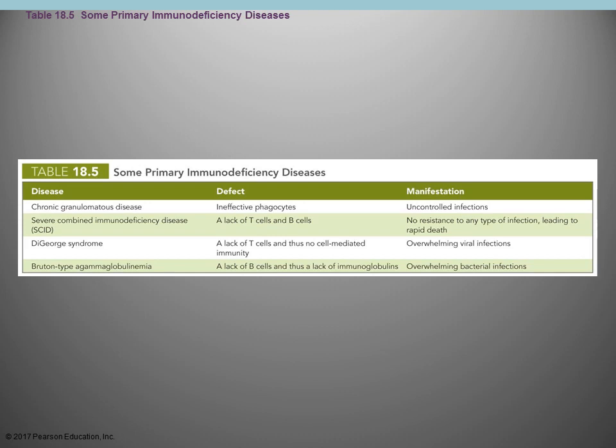So some primary immunodeficiency diseases are shown in this chart, and you can see what the defect is and what the resulting thing will be, such as severe combined immunodeficiency disease, or SCID. The defect is there are no T cells or B cells, which means you have absolutely no resistance to any infection. So your outlook is not very good at all because you're susceptible to everything.